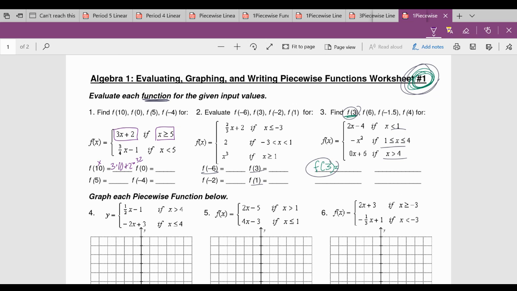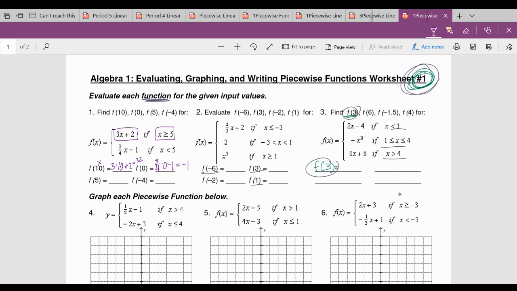Okay? F of 0, well, that's going to be when x is less than 5. 0 is less than 5. So I'm going to substitute that into 3/4 times 0 minus 1, which is just negative 1. Okay?